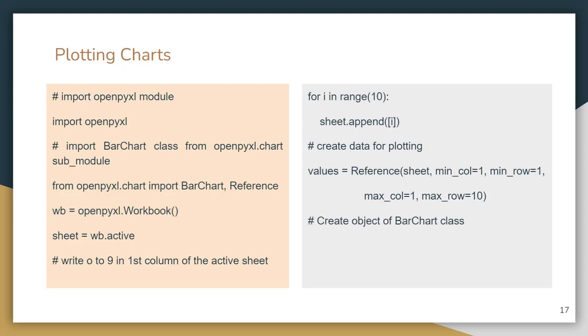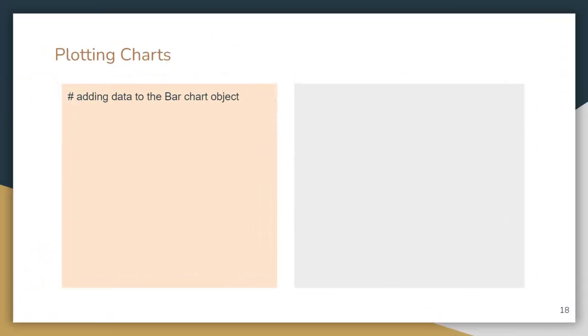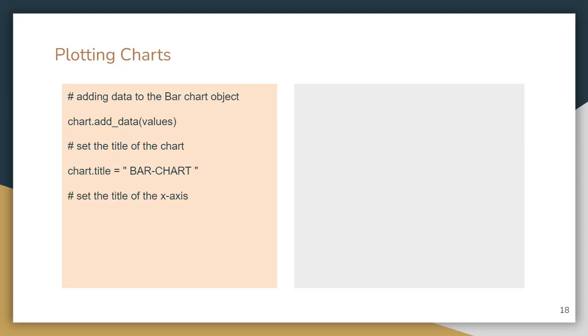Create an object for the BarChart class. chart = BarChart(). Next, add data to the bar chart object. chart.add_data(values), as we provide values as a parameter. Set the title of the chart. To set the title of the chart, chart.title, and for the name of the title here I provide bar_chart. You can write anything according to requirement.